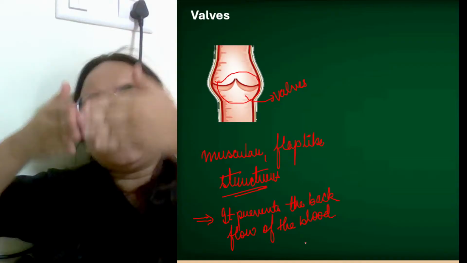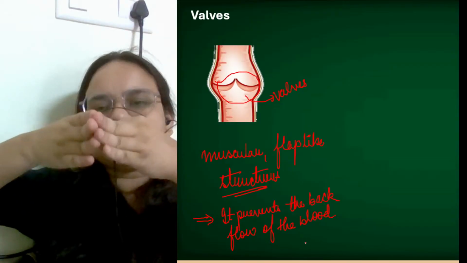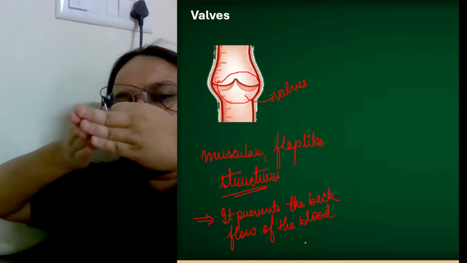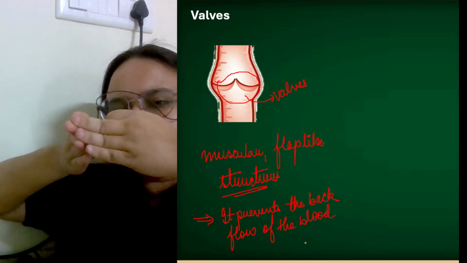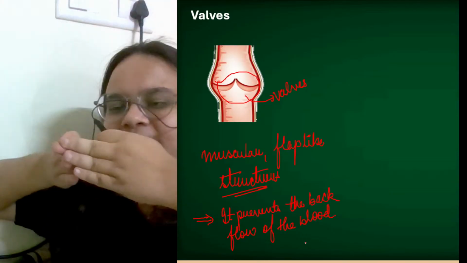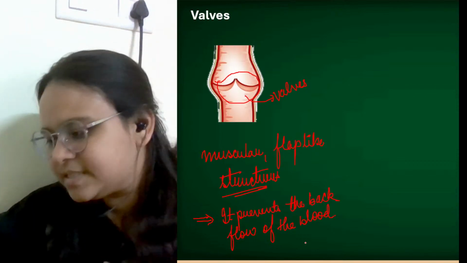The valves are what? Muscular flaps. So this will get closed like this. Once the blood has passed, the valves will get closed like this. Okay, so that if the blood tries to move back again, it will act as a doorway or a gateway and prevent its backflow.